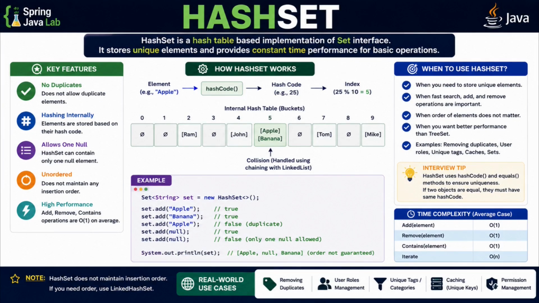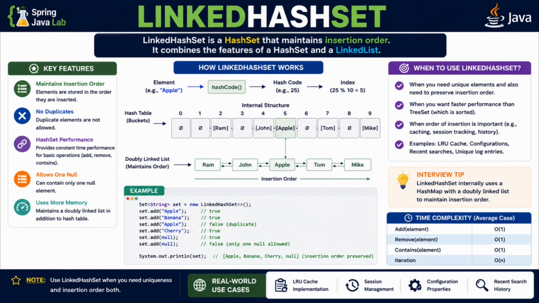HashSet is the most commonly used implementation of set. It stores only unique elements. If you attempt to add a duplicate value, HashSet simply ignores it. One important characteristic is that HashSet does not maintain insertion order. If you insert A, B, and C, they may be returned in a completely different order. That's perfectly normal. The advantage is performance. HashSet provides very fast add, remove, and search operations. That's why it's commonly used for removing duplicates, checking whether an element already exists, managing permissions, and storing unique identifiers. Here's a simple rule: need uniqueness with maximum performance? Choose HashSet.